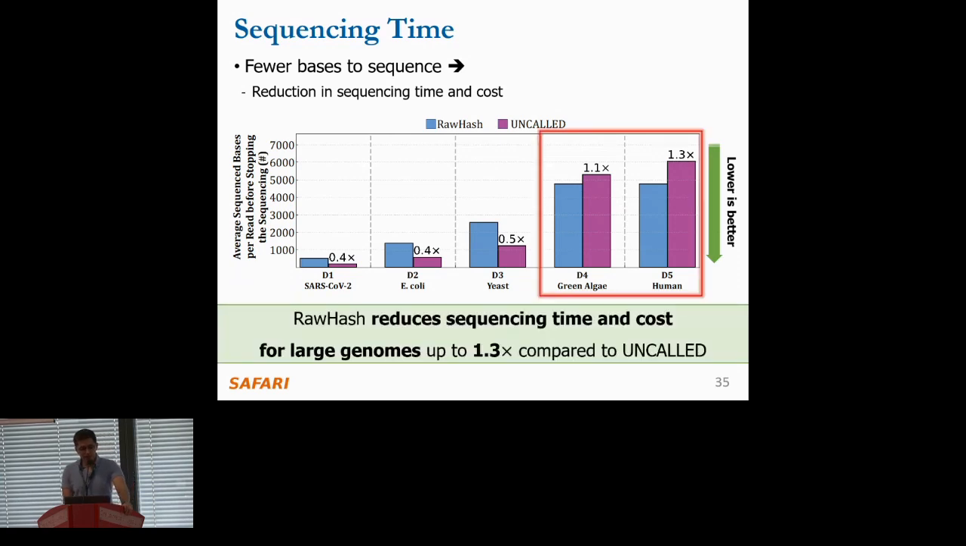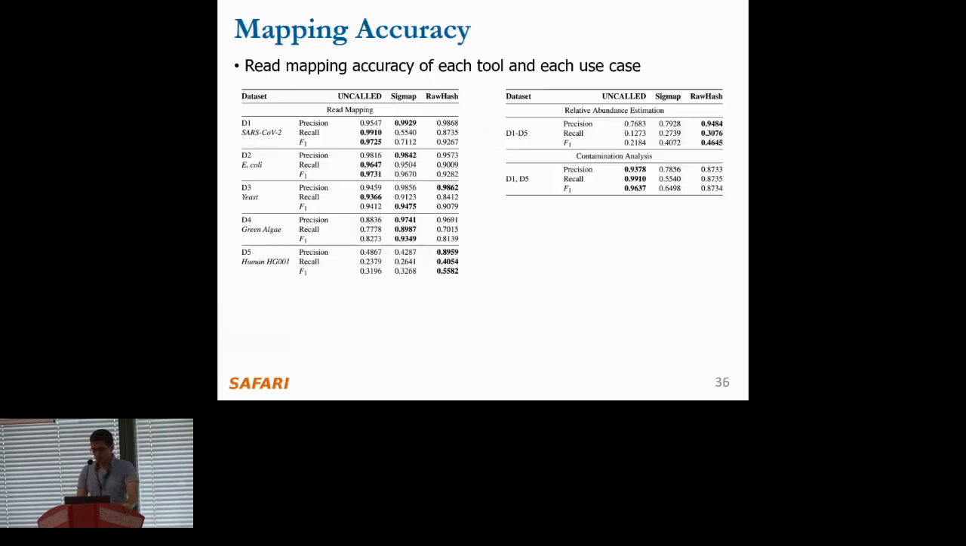We find that RawHash reduces the sequencing time and potentially the cost for large genomes up to 1.3 times compared to ENCODE. This shows that ENCODE is not scalable to larger genomes, potentially due to increased noise with a larger number of regions, which challenges its probabilistic decision.